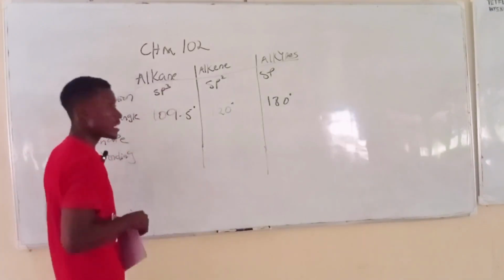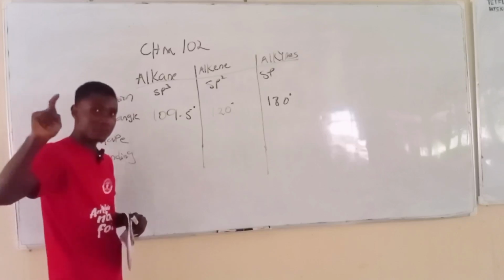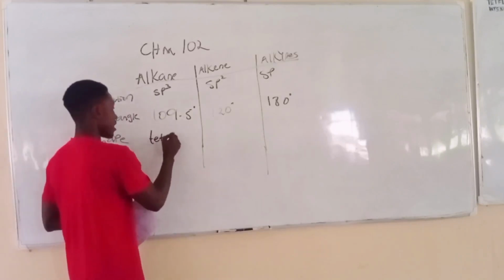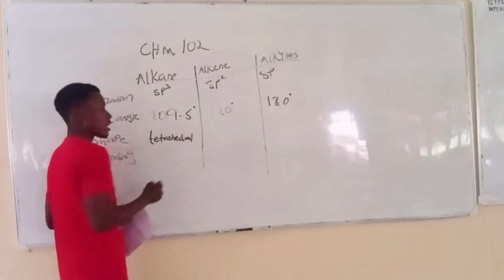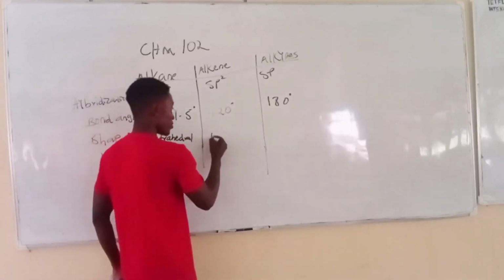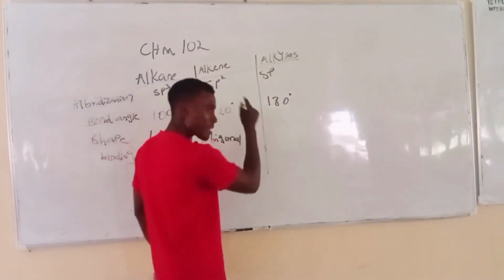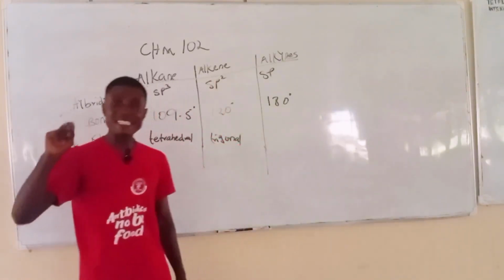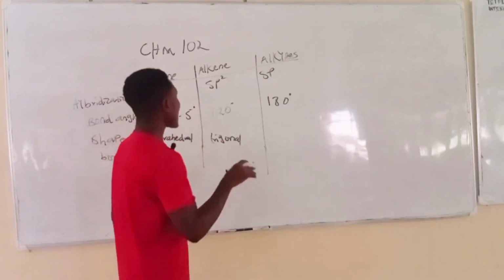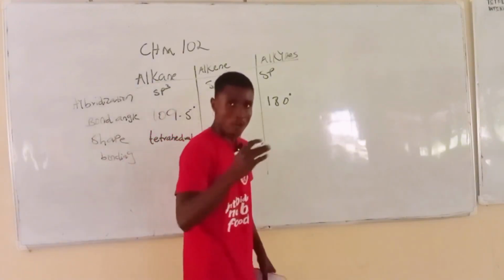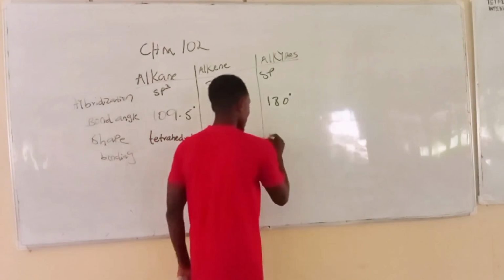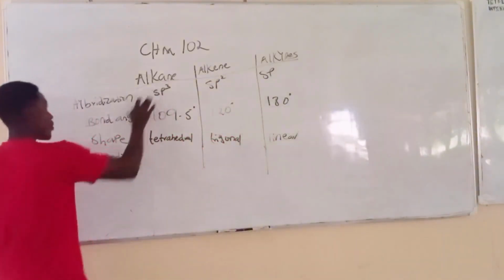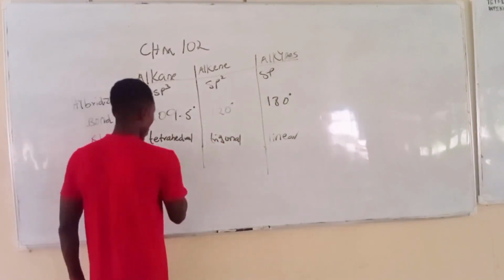The alkanes have a shape known as tetrahedral. Then the alkenes are trigonal planar. Then for the alkynes, the bond angle, which we all know is 180, remember, an angle of 180 is an angle on a straight line. So automatically the shape of the alkynes is linear, or a straight line. Then for their bonding, we all know the alkanes have single bonds.